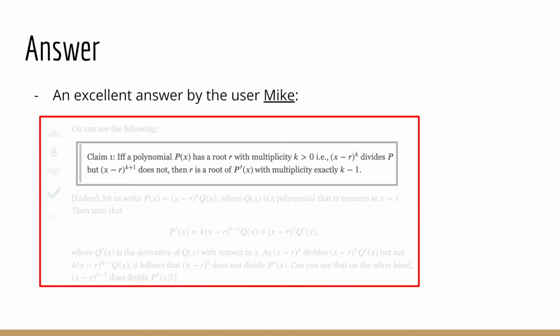We have a great answer from Mike. First, we claim that when a polynomial p(x) has a root r with a multiplicity of k, where k is some positive integer, then r would also be a root of p'(x) with a multiplicity of k minus 1. How do we prove that? But before doing so, let's explain what multiplicity is.